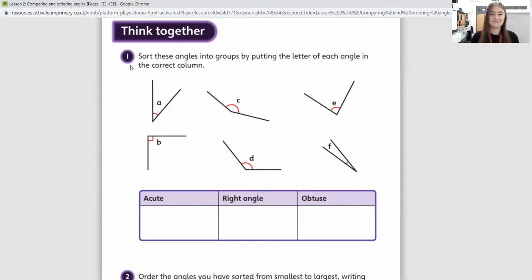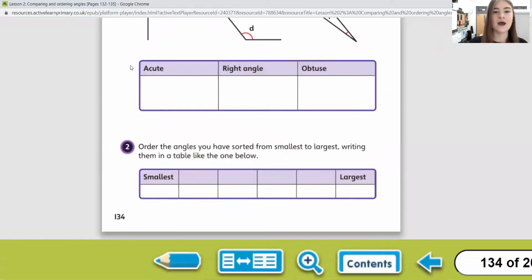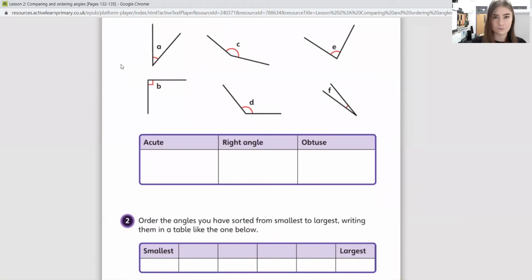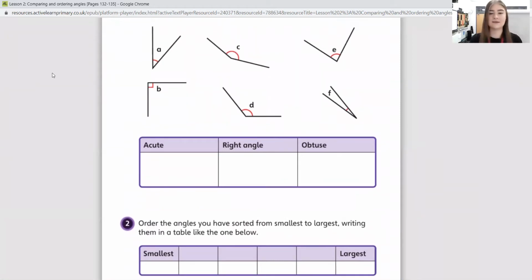Okay, and then finally the obtuse angles are C and D, because they are both larger than a right angle but smaller than a half turn. Okay, and then it wants you to order these angles from the smallest to the largest. So start with the smallest angle and work up until you get to the largest one. So I will move the screen so you can see the angles and the table all at once, and then have a go at that for me.